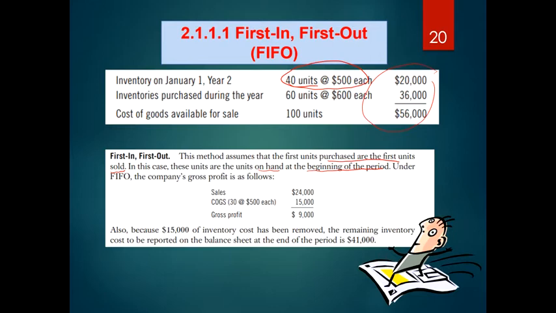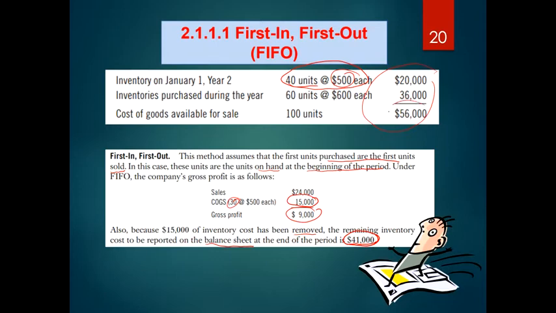If you use first in, first out, these 30 units we will take from the $500, because it is first in, first out. So your cost of goods sold is 15,000, which is 30 multiplied by $500. So your gross profit, with sales of $24,000, you will get 9,000. Also, because 15,000 of inventory cost has been removed, the remaining inventory cost to be reported on the balance sheet at the end of the period is 41,000.